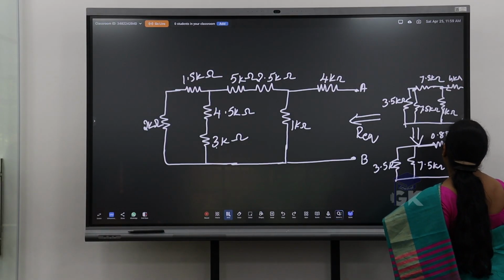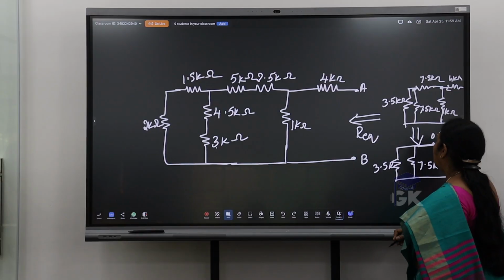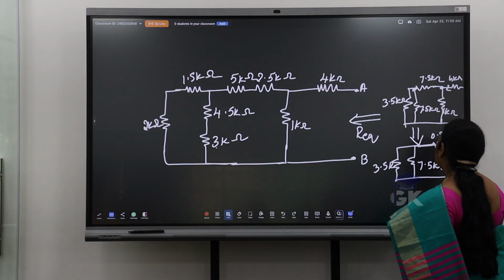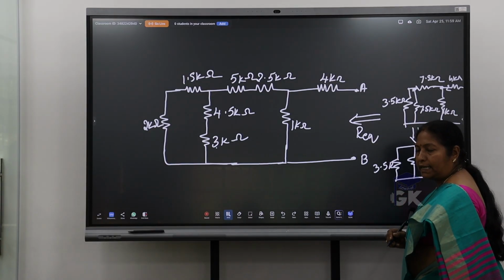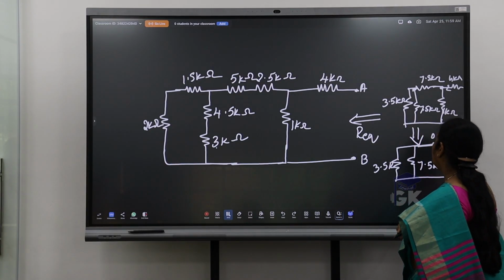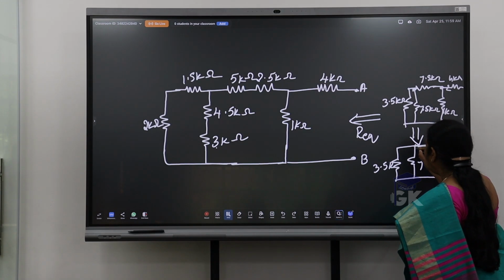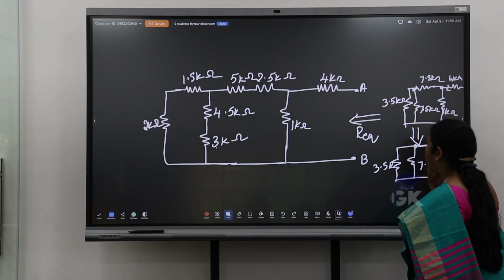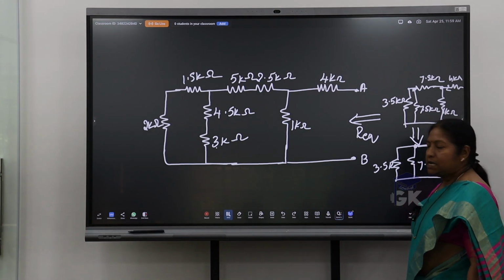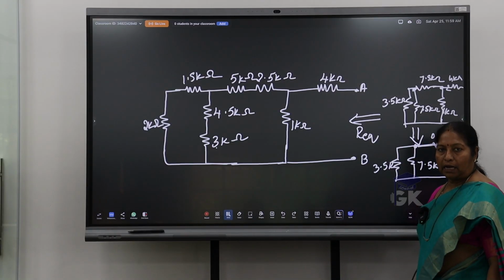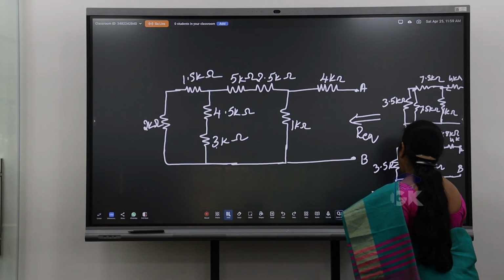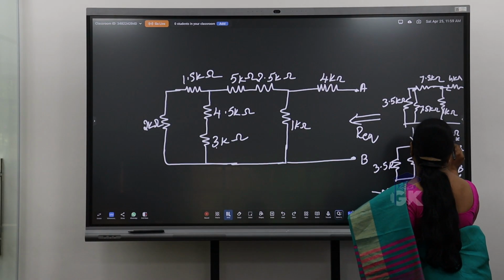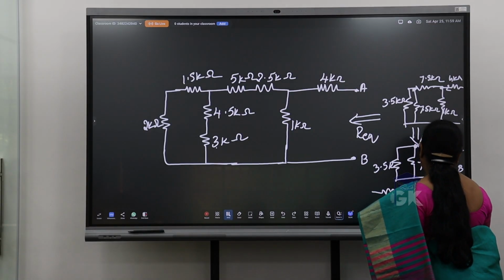This is point A and B. Now, these two are in series: 4K and 0.88K are in series. First you solve that, 4.88K. And again you can observe that these two are in parallel: 3.5K and 7.5K are in parallel. So what is the equivalent resistor? 2.38K, and here these two are in series, 4.88K.